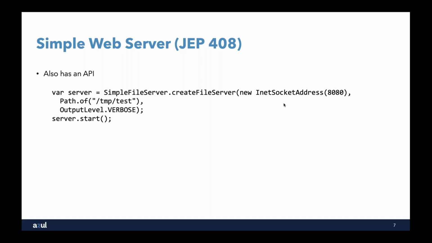We can specify the port that we want through a new InetSocketAddress 8080, specify the path that we want to make files available from, so /tmp/test, and then we want verbose output on that as well. And then we just start the server up and we get exactly the same thing. We can access the server through port 8080 and see files in /tmp/test.